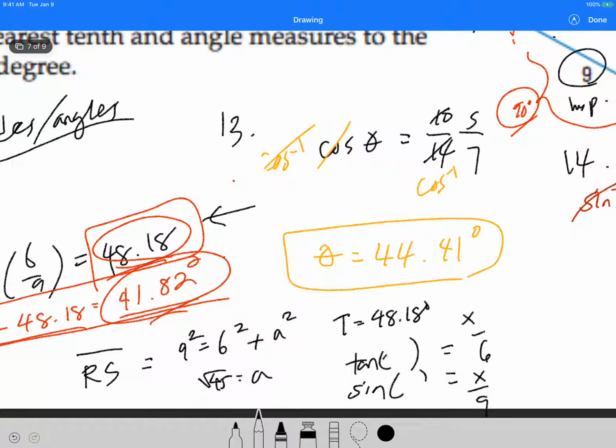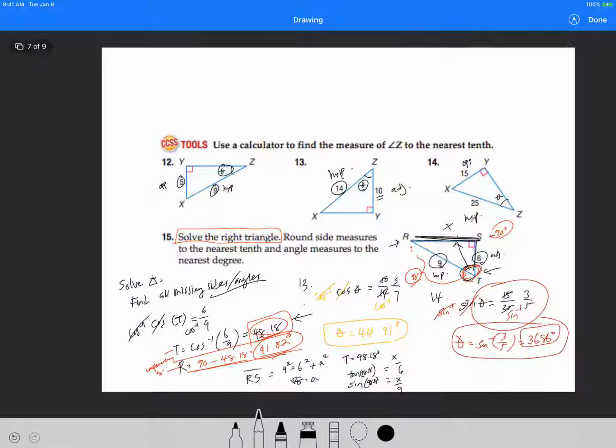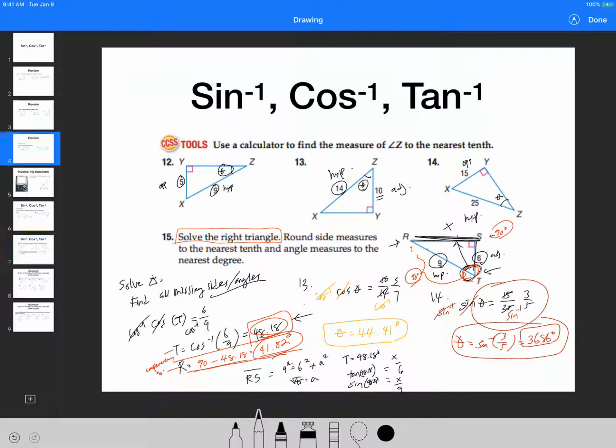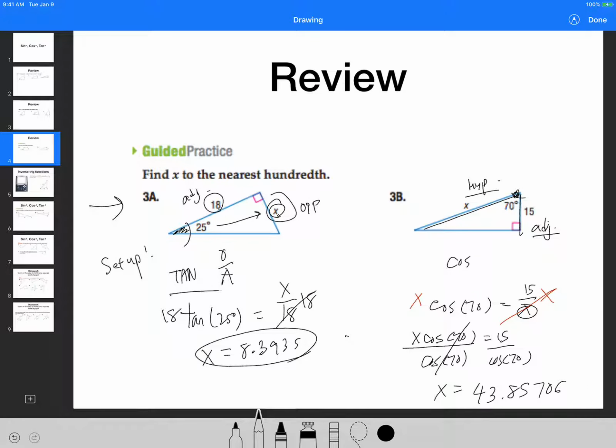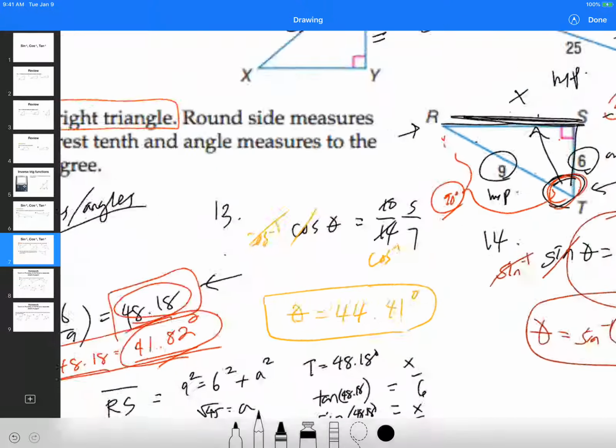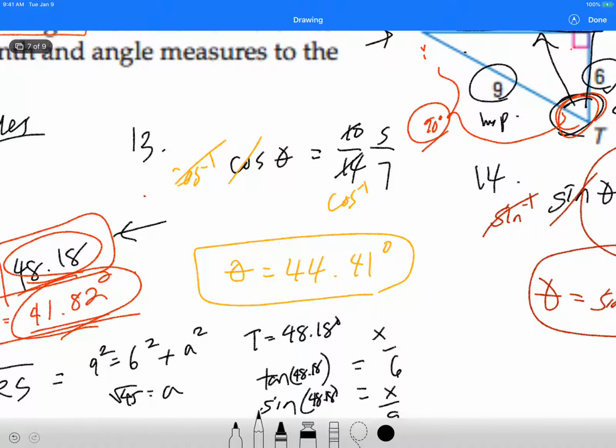Angle T is given to us as 48.18, or actually we solved for it, right? And notice how these questions are very similar to the review questions we did before when we were solving for x. We set up the trig and we get x by itself by doing simple algebra. So here it's the same situation. If I want to get x by itself, I would have to multiply by 6 on both sides. So 6 times tangent of 48.18 gives you around 6.705.